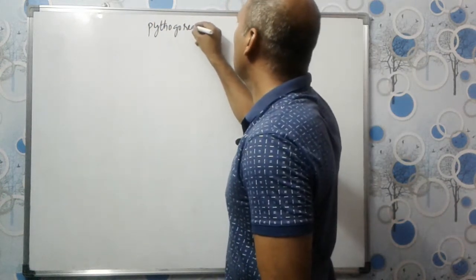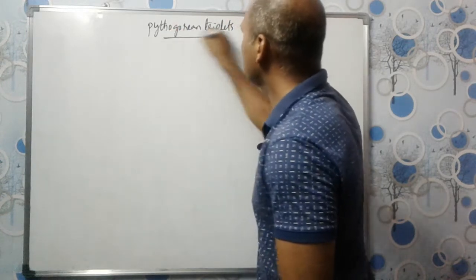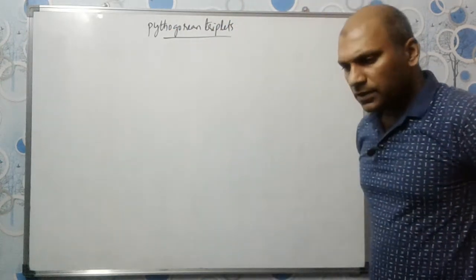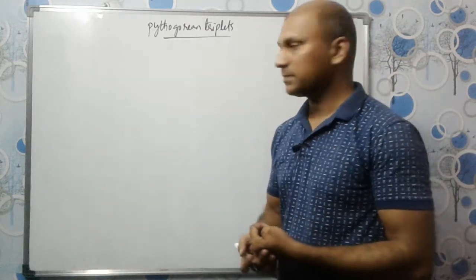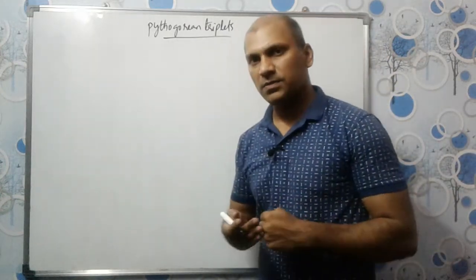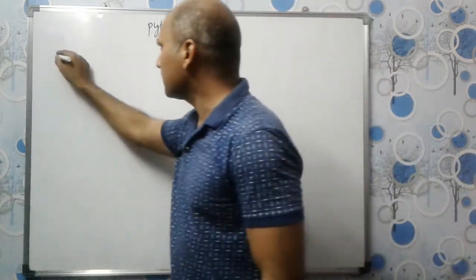Pythagorean triplets. Triplets means 3, right? So Pythagorean triplets are 3 numbers which will satisfy Pythagoras theorem. That's all. Like for example, just now we checked, right?